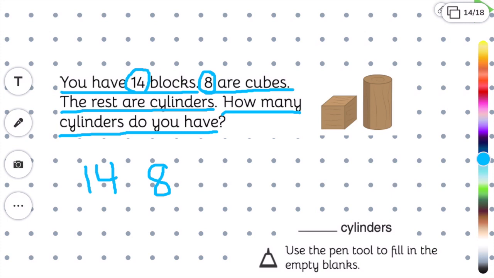So we need to figure out our equation. We have 14 blocks total, so that's the whole number. And 8 is one part, and we need to figure out the last part. 14 is the same as 8 plus 6. So there are 6 cylinders.